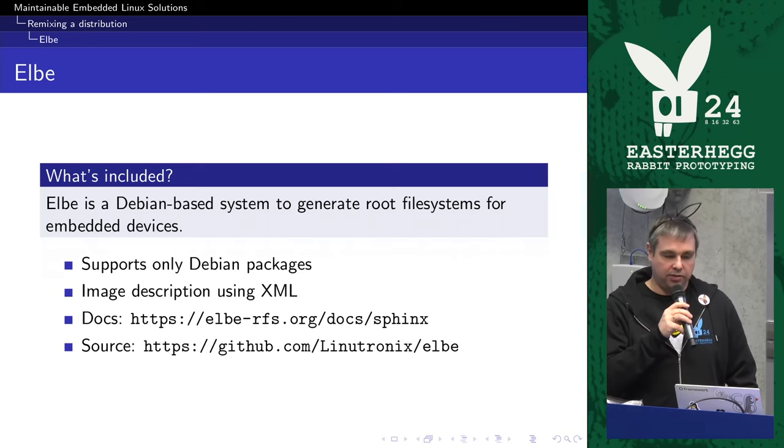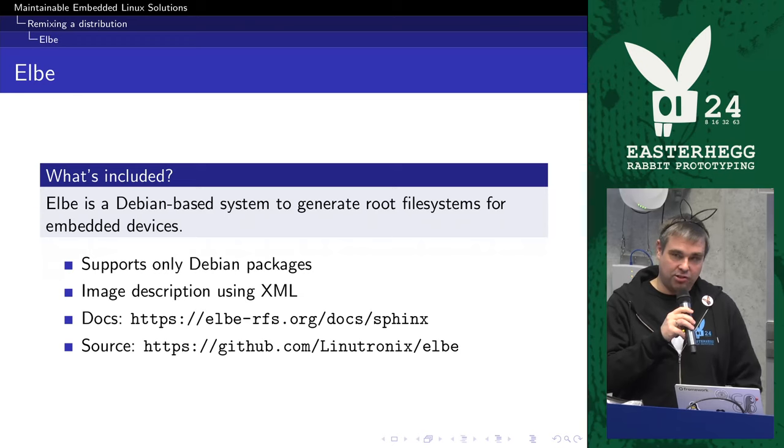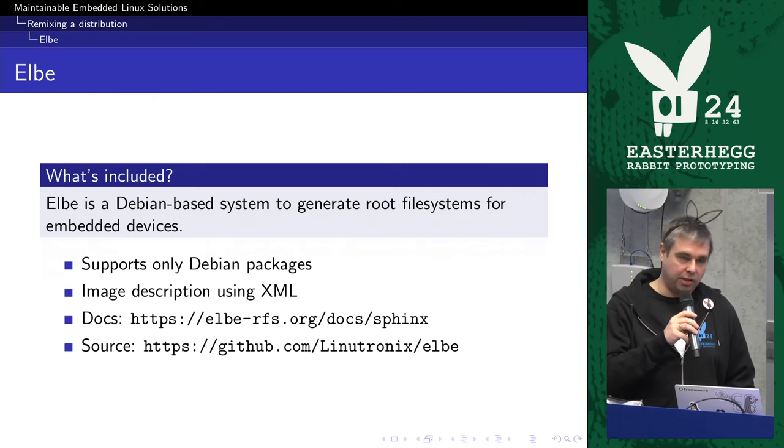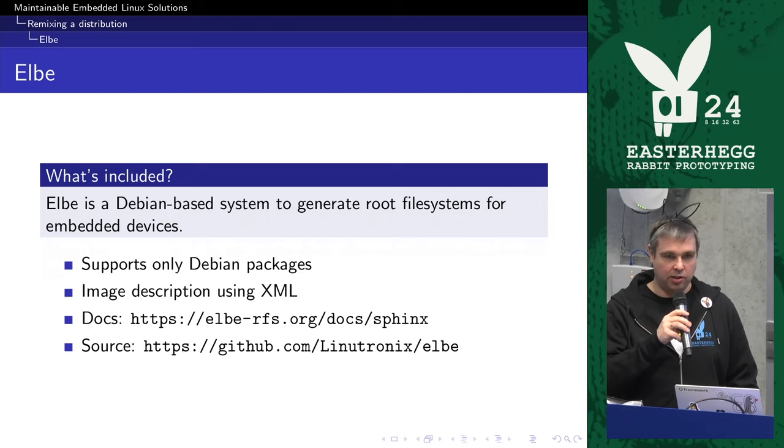Okay, and then elbe was really started with the idea of building embedded Linux images, and therefore, for this use case, it's, from my point of view, the tool which is best prepared for it. I mean, it only supports Debian packages, which is a drawback, but with Debian, you get packages for very many CPU architectures, so for embedded, it's a quite good base. It's also using XML as image description. And you have some more embedded-focused features: it builds ISO images with source packages, which allow you to recreate the same image 10 years later. You get the cross-compile toolchain, which your application developers may know from Yocto and so on.